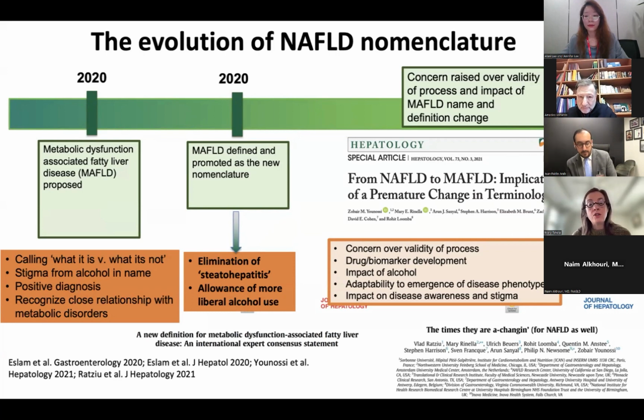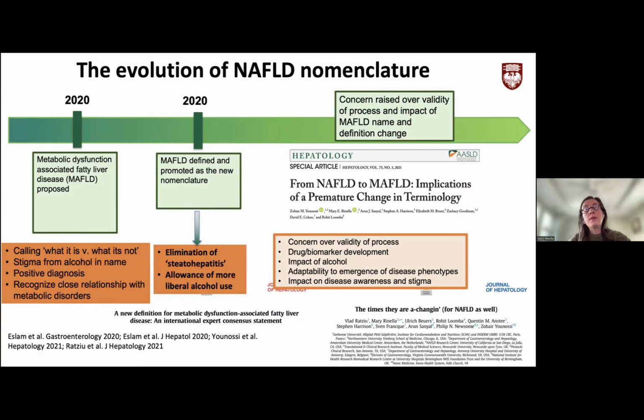We wrote a couple of editorials calling for further discussion on this, primarily over the concern that the process had not been a very valid, open, transparent process, and really required further discussion. There was significant concern that this would have an impact on drug and biomarker development, which has been 20 years in the making. Again, the ability to add to this emerging disease phenotypes, in addition to other impacts of stigma and the impact it could potentially have on disease awareness.